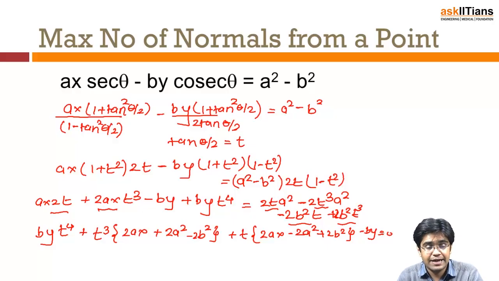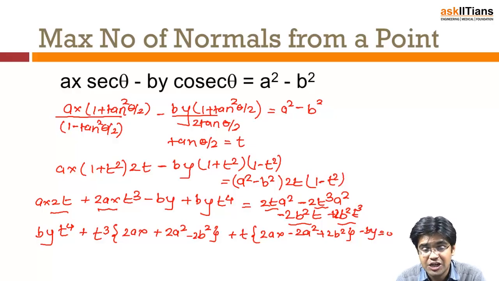This equation is actually a fourth power equation in tan theta by 2. That means there are 4 different roots possible to this equation, because there can be 4 different values of t at max. So at max, there can be 4 different values of theta from a specific point. That means there are 4 normals that you can draw from any point. Let's say you pick h comma k, any point, you write the equation of normal, and if you solve like this, that means there are 4 normals that you can draw.